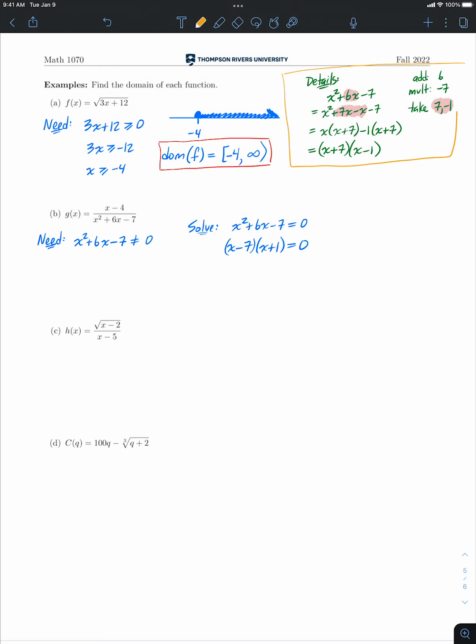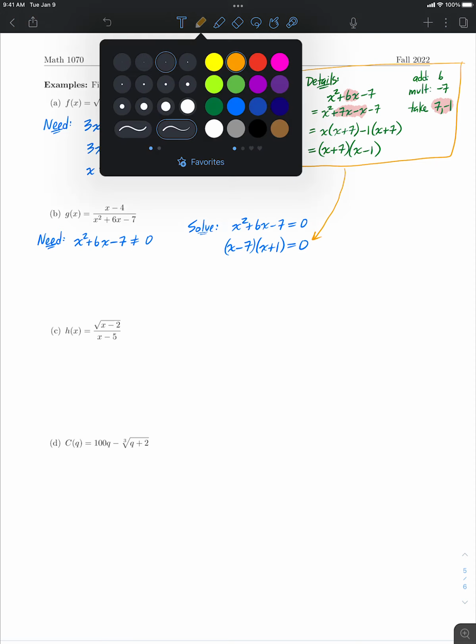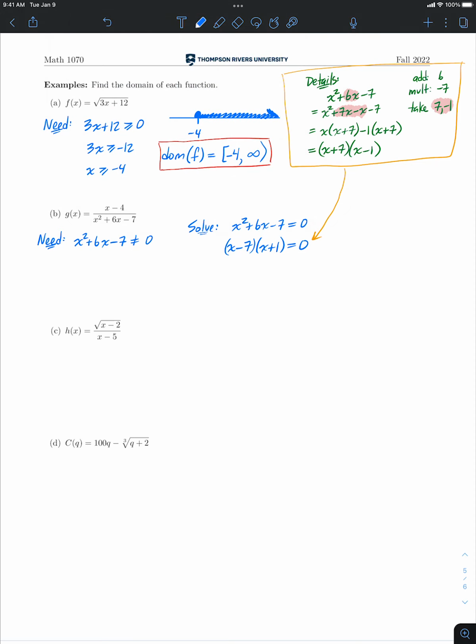Alternatively to factoring, we could have just used the quadratic formula, and I'll remind you about that later on. But for now, the factoring works. So that's a reminder of how to factor.